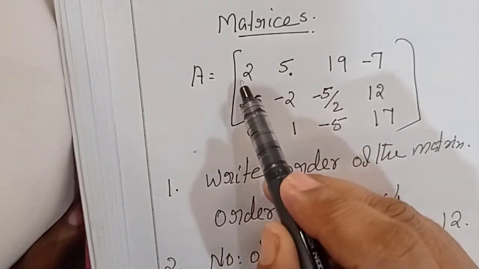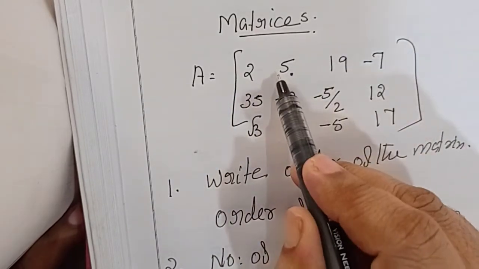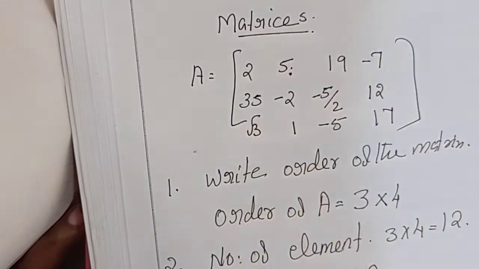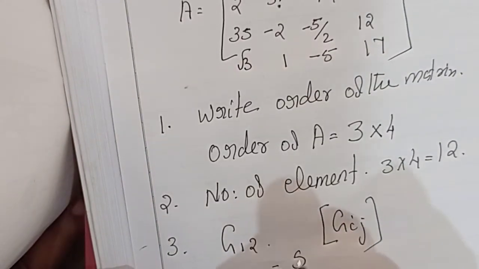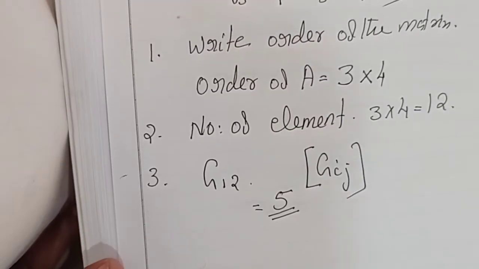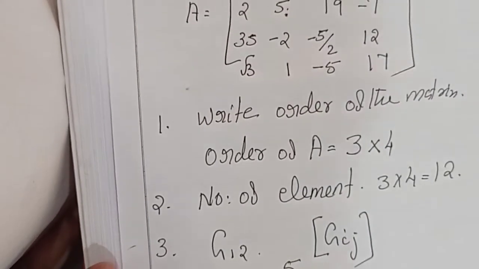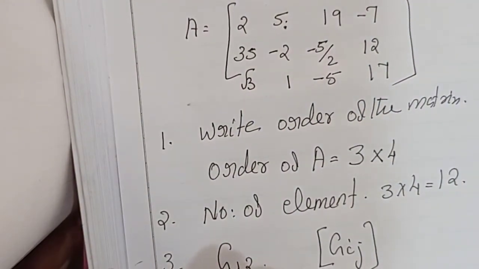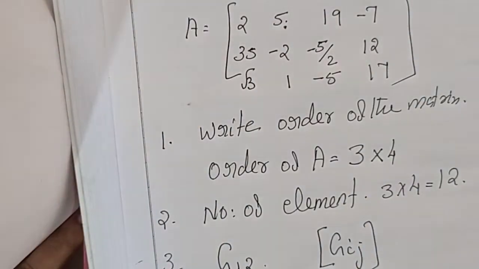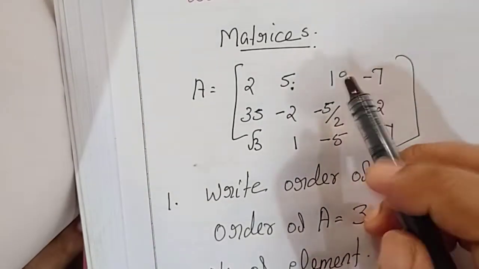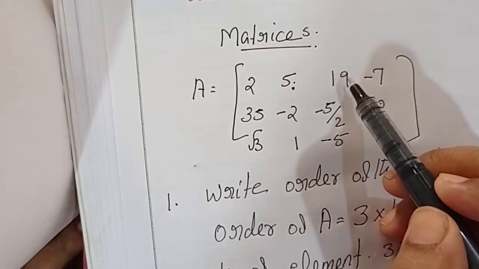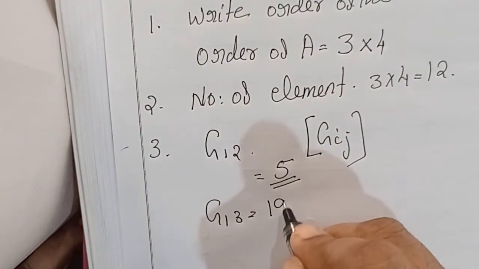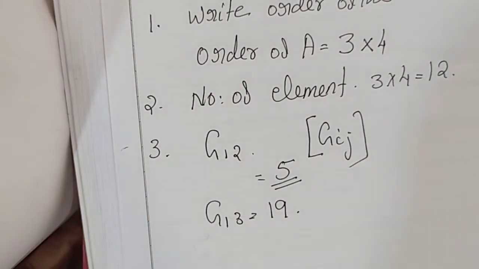Can you say? A12 means 1 is the first row, 2 is the second column. Therefore, that A12 element is equal to 5. A12 is equal to 5. Understand? Then can you say what is A13? A13 means? Say the answer. A13, first row, third column. Yes, 19. A13 is equal to 19.